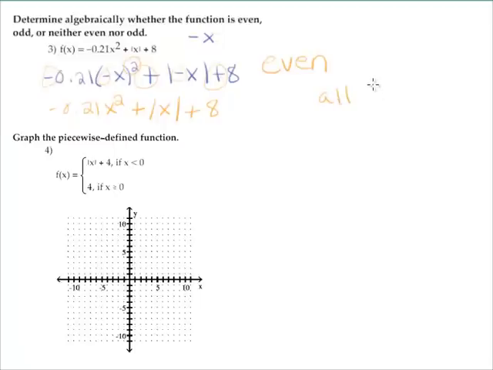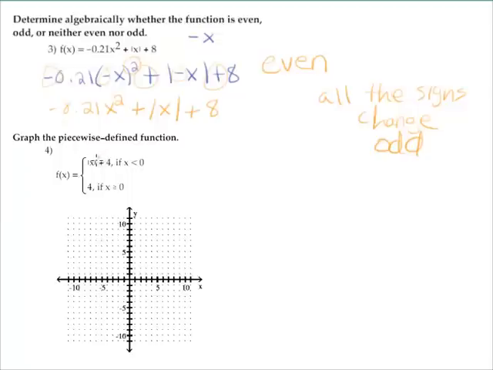If all the signs change, if all of them change, that's when it's odd. If you've got some mixture of the two, some of them change, some of them don't, that's whenever it's neither, if you're doing this algebraically.